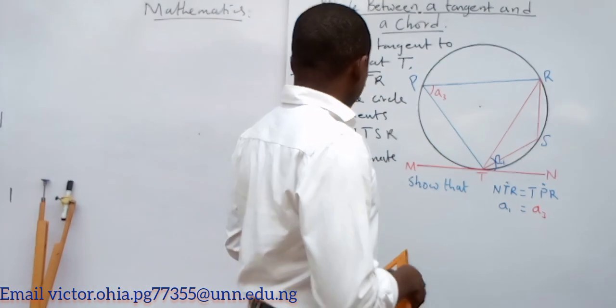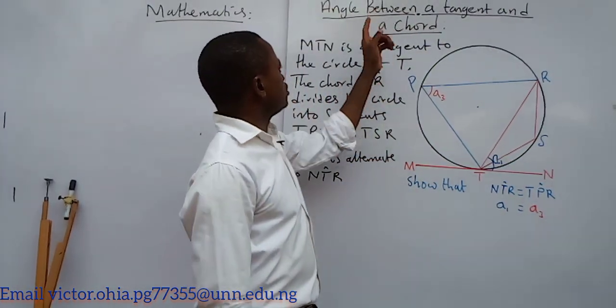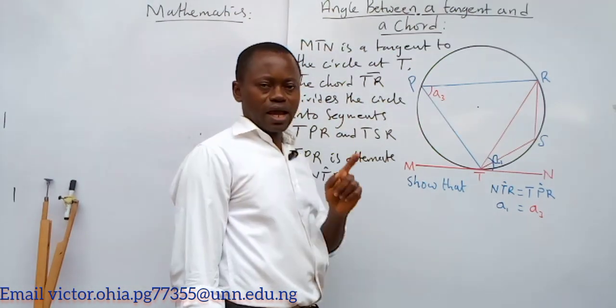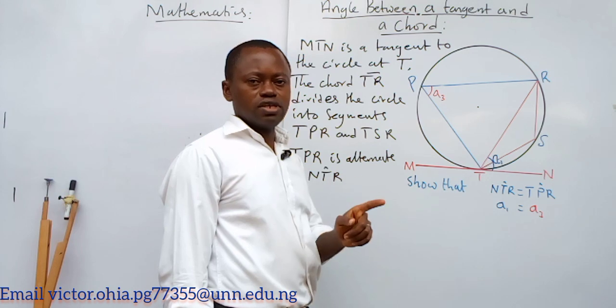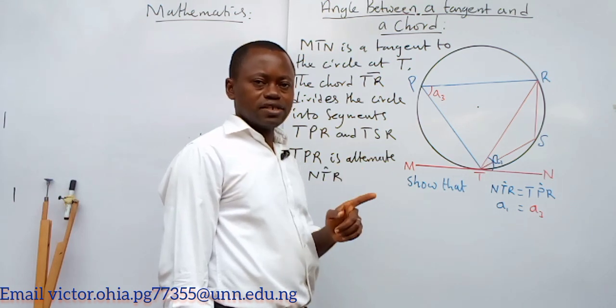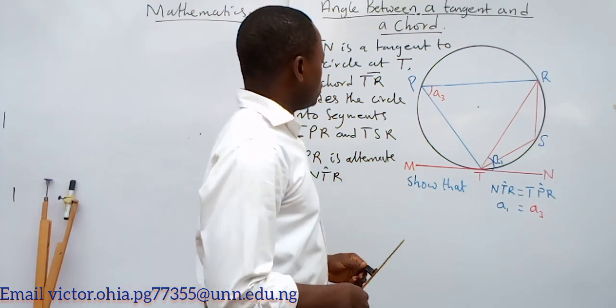So if you look at this, the theorem says that the angle between a tangent and a chord is equal to the angle in the alternate segment. The angle between a tangent and a chord is equal to the angle in the alternate segment.